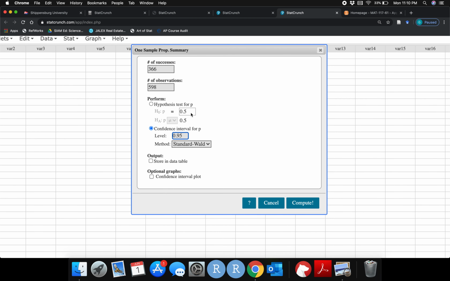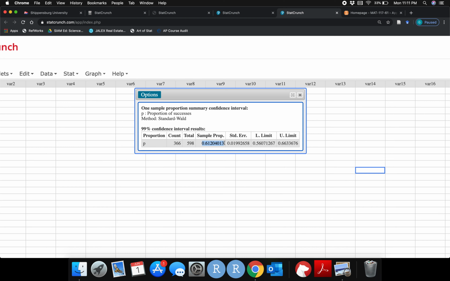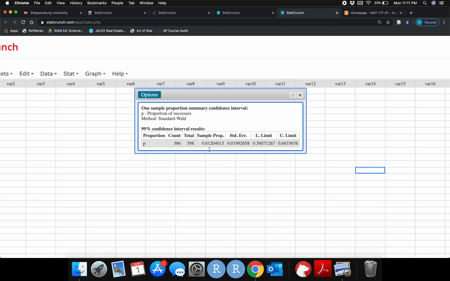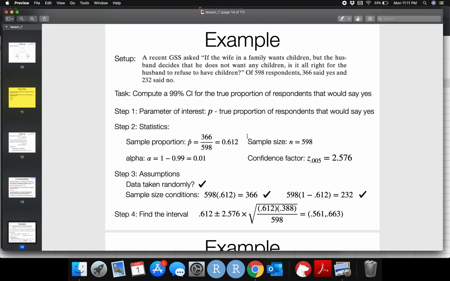And this thing pops up. It gives you down here all of the information that you need for the confidence interval. So it gave you the count, the number of successes divided by total. Then it gives you the sample proportion, 0.612, which we calculated separately here, 0.612, sample size, confidence factor. It does not give you that. Here you have to do that yourself, but it, of course, does take that into account when computing the interval. It gives you the standard error, which is this part right here.